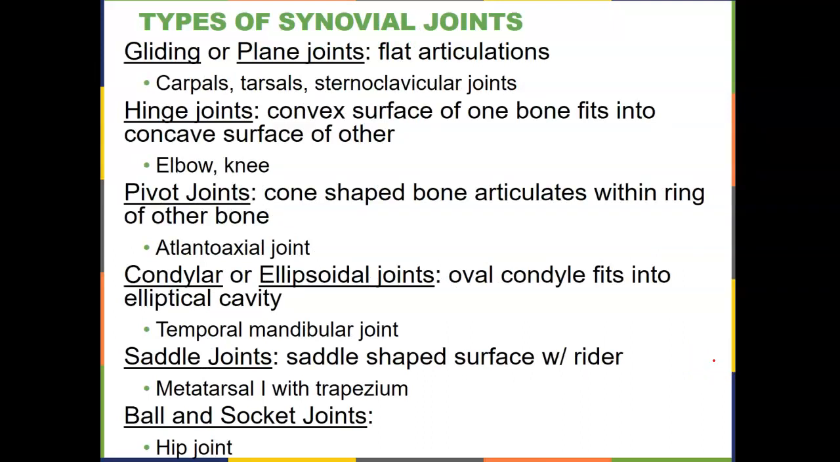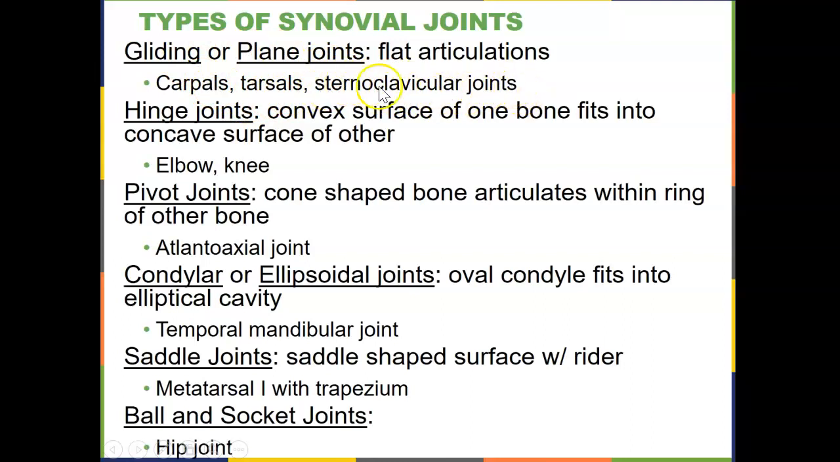Types of synovial joints. We did talk briefly here about the structure of the knee, but types of synovial joints can be broken down into also the type of articulation you're dealing with. So we talked about the gliding articulation, gliding movement. You can also call a gliding joint a plane joint. You have this in the carpals, tarsals, and the sternoclavicular joints.